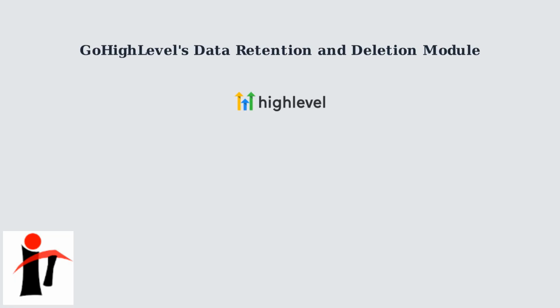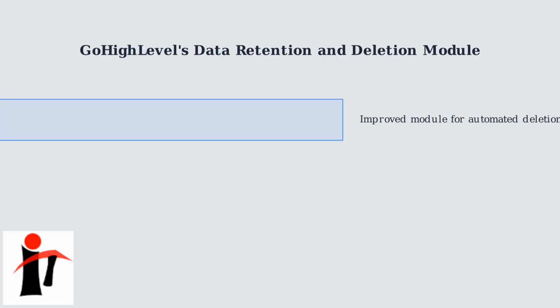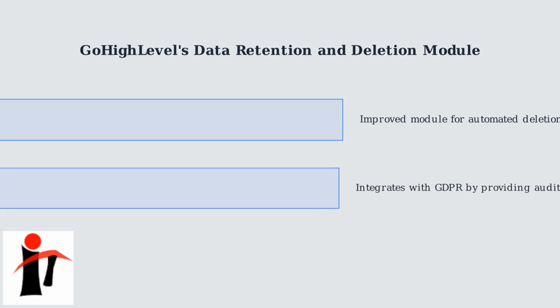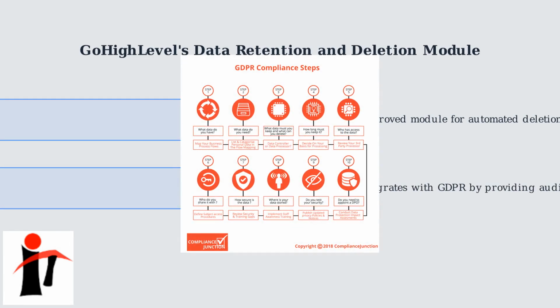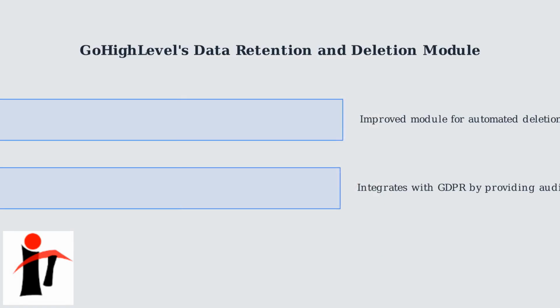GoHighLevel's data retention and deletion module offers an improved way to manage contact data safely and efficiently. The module allows users to set automated deletion policies specifically for inactive contacts, helping maintain data cleanliness. It integrates seamlessly with GDPR requirements by providing comprehensive audit trails for all deletion actions, ensuring full traceability and compliance.